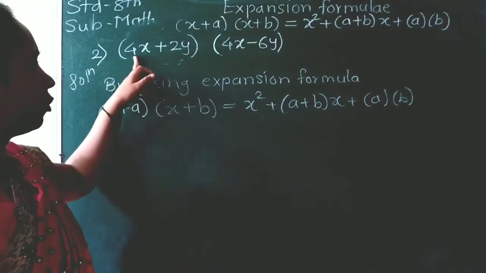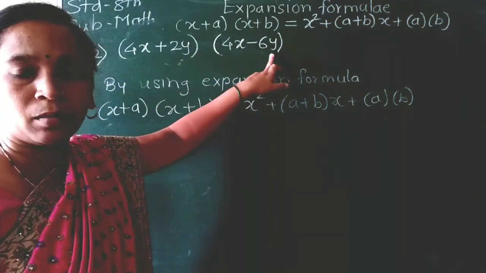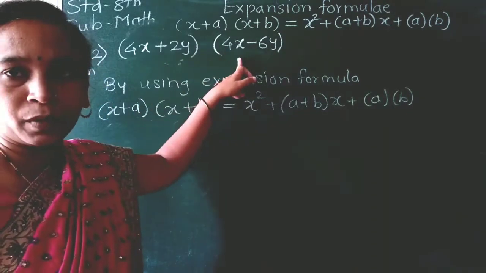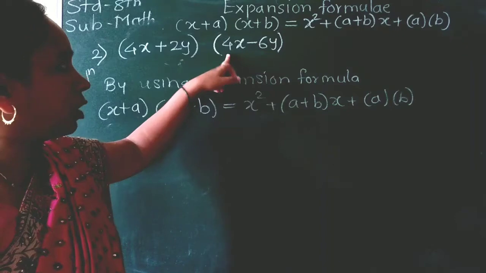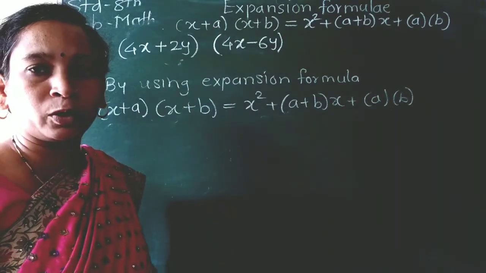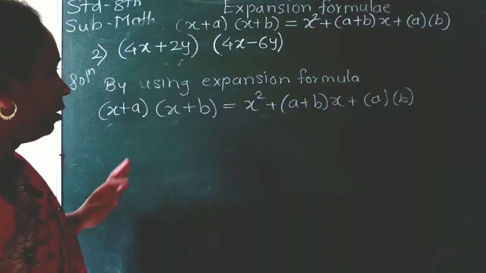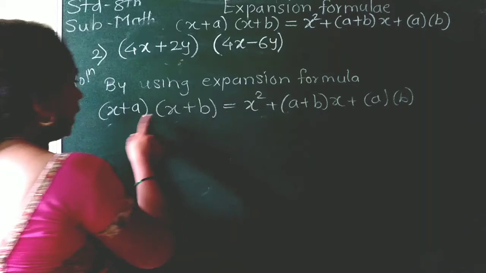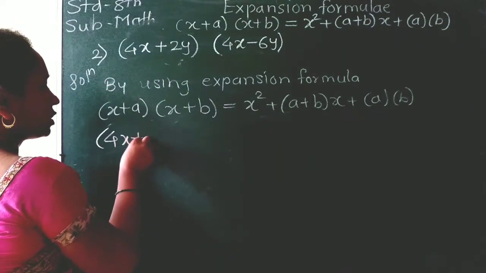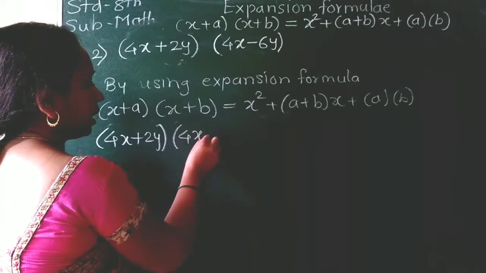Third example: binomial 4x + 2y, binomial 4x - 6y. Therefore, one term is common. So if one term is common in the product of two binomials, the same expansion formula I am going to use. But here, to save time, I have already written the expansion formula. Below it, I will write the example: 4x + 2y, and here 4x - 6y.